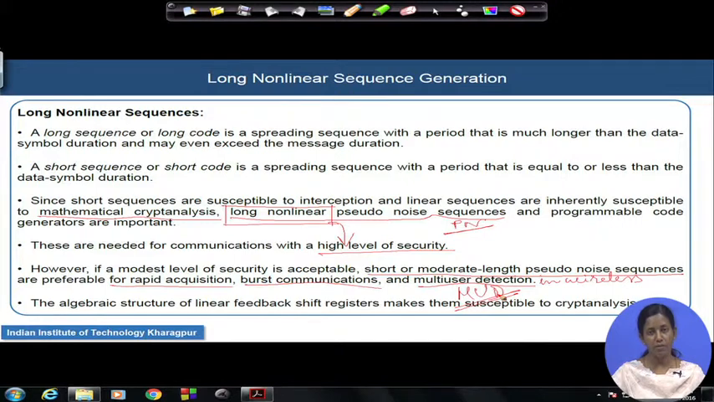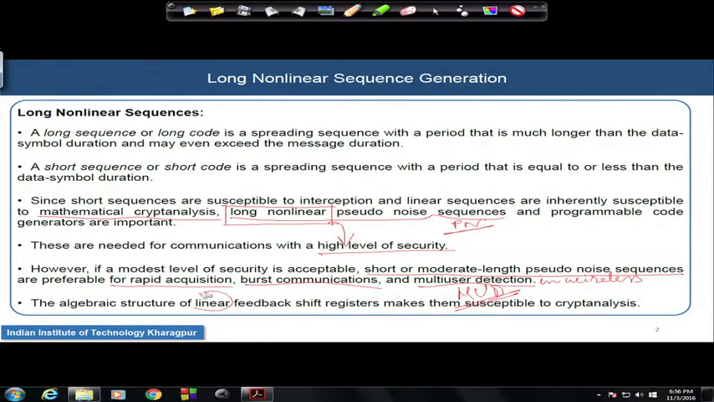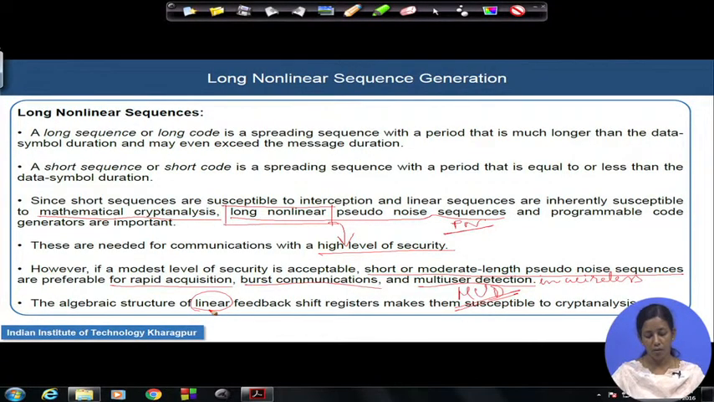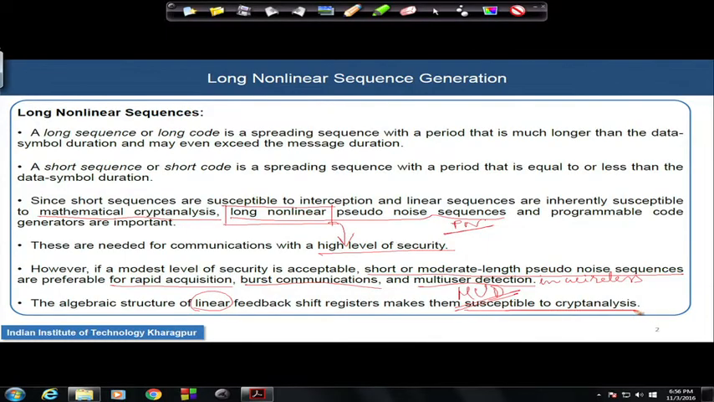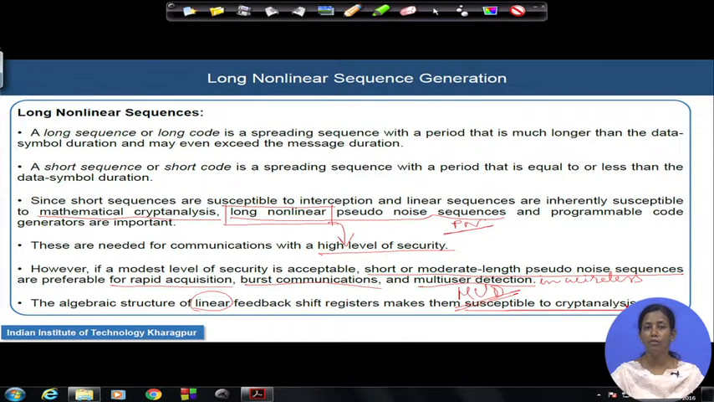The algebraic structure that we have learned till now, the linear feedback shift register, the name itself, linear, signifies that linearity is involved in the whole structure, because only the XOR gate is involved. If you remember, only the XOR gate is involved in the feedback logic, and hence it is very easily susceptible to cryptanalysis. So the structure you have studied till now is not enough to generate a highly secured code.